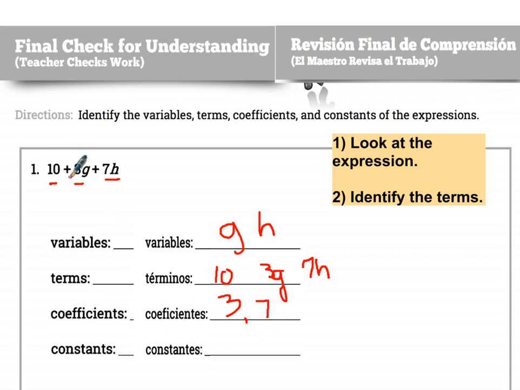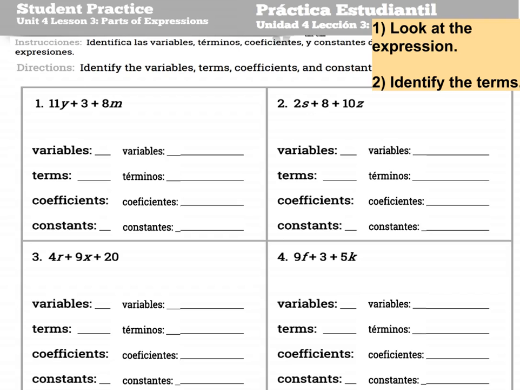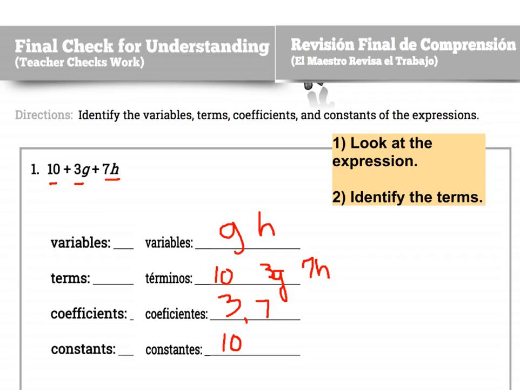And constants, that is a number by itself. It's not in front of a variable. It's just the number alone. And you have 10. Let's check. I guess that was the only one.